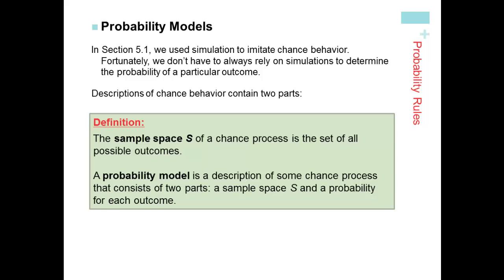A probability model is a description of some chance process that consists of two parts. The sample space, which is S, and a probability for each outcome. So for the coin example, the probability of getting a head would be 0.5, and the probability of getting a tail would be 0.5.